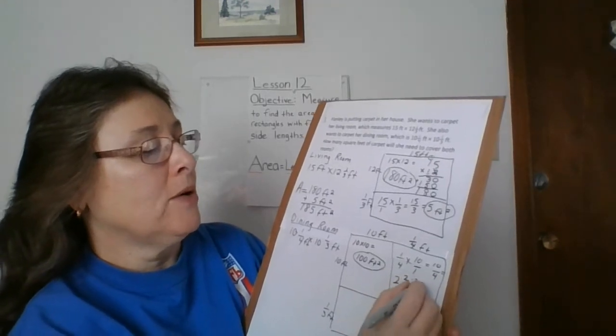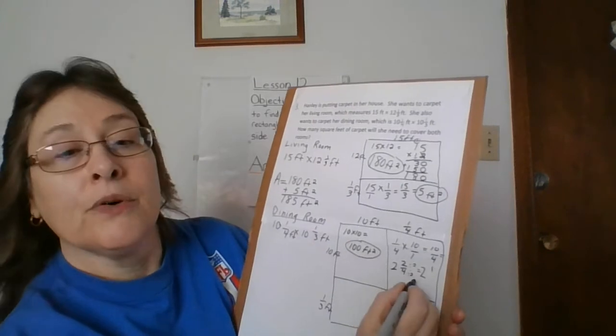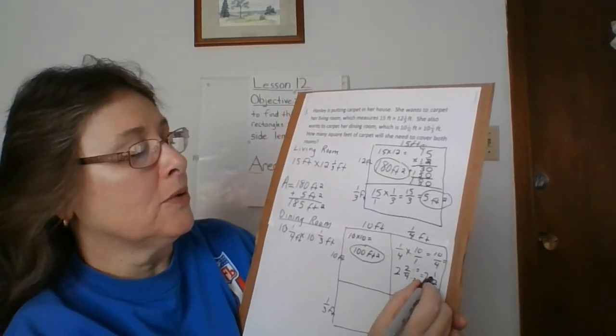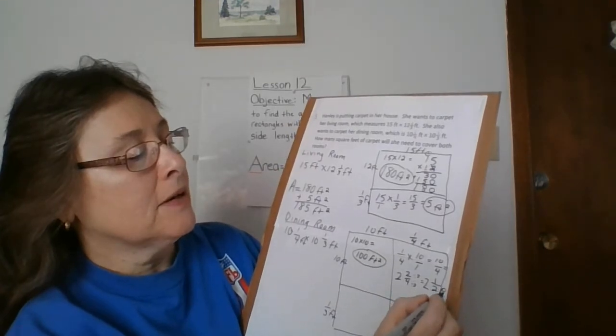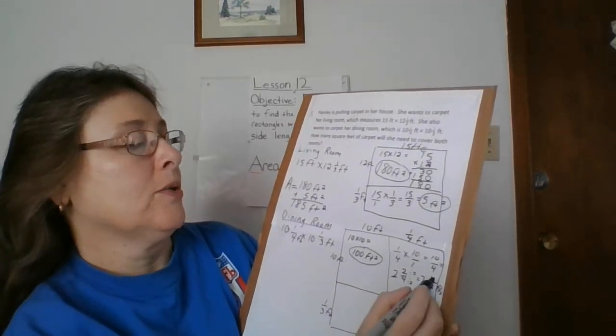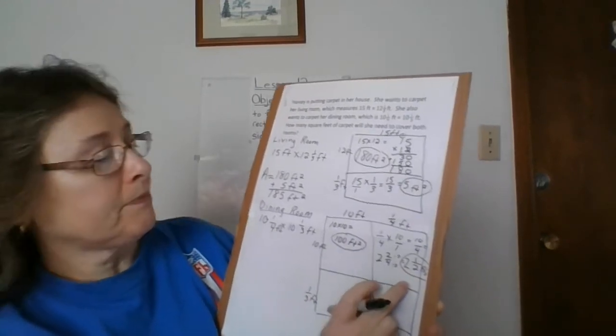So I'm going to bring over my whole number. 2 divided by 2 is 1. 4 divided by 2 is 2. So it's 2.5 feet squared. So there's my area for that section.